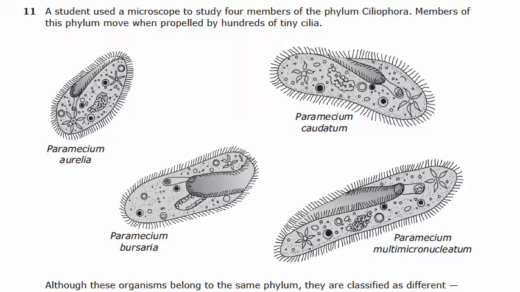Number 11. A student used a microscope to study 4 members of the phylum Ciliophora. Members of this phylum move when propelled by hundreds of tiny cilia. I will read the names starting from top left. Paramecium aurelia, top right, Paramecium caudatum, bottom right, Paramecium multimicronucleatum, and last, Paramecium bursaria.